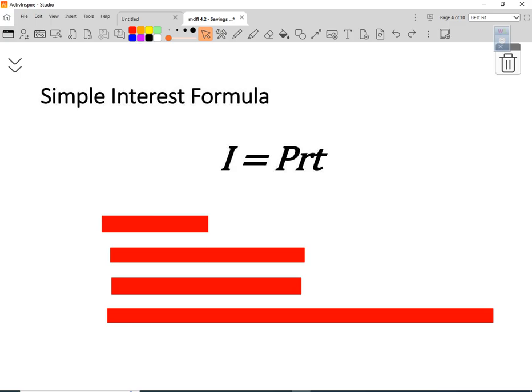Simple interest is what we are going to talk about and use today. I = PRT. I know you've seen it in other math classes. I stands for the interest, so that's the amount earned or amount paid. It's found the same way.